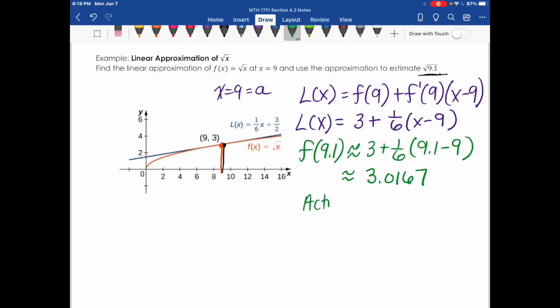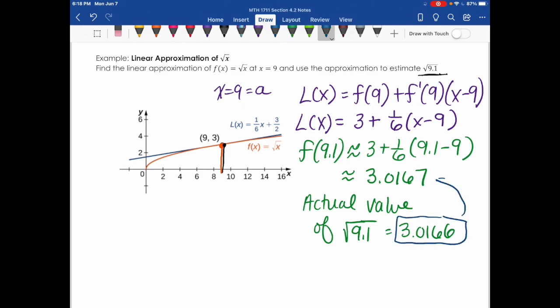Now, if we actually find the value, I'm going to write down here the actual value of the square root of 9.1. If we plug that in the calculator and round it to 4 decimal places, we're going to get 3.0166. So you can see that this is a really good estimate of the actual value.